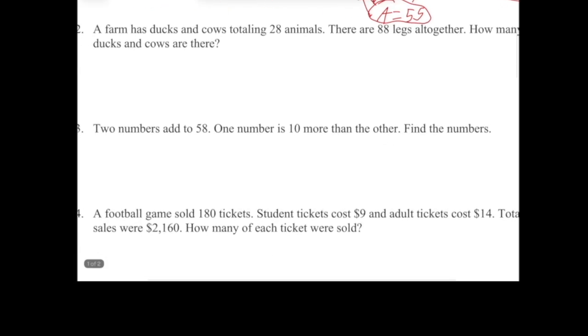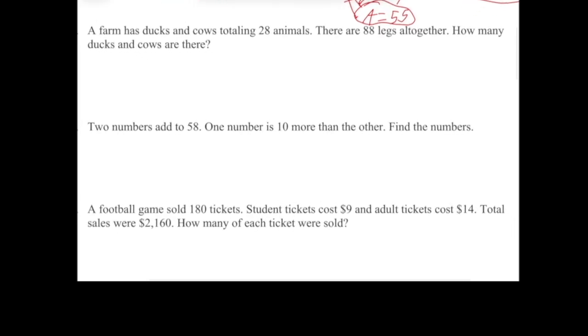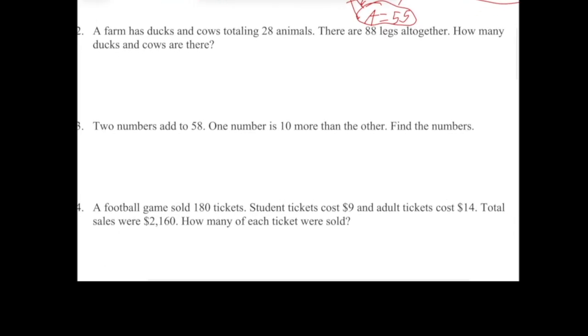A farm has ducks and cows totaling 28 animals, and there are 88 legs altogether. How many ducks, how many cows are there? Well, let's just go D plus C. That's my ducks and cows. How many animals? There's 28 of them.